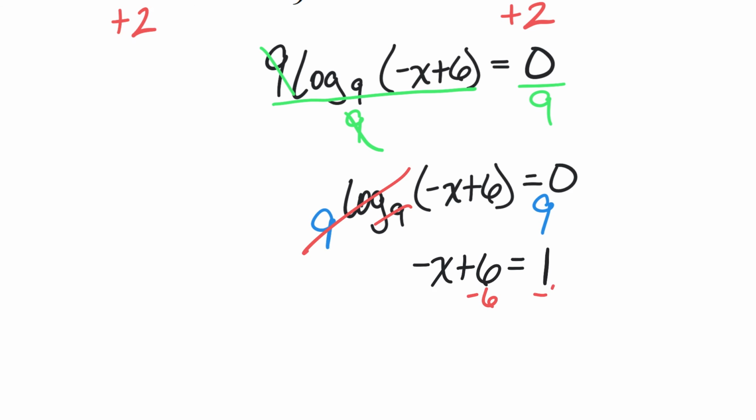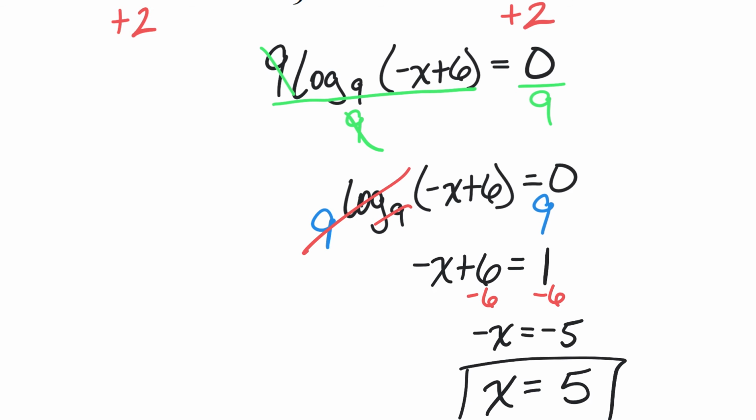So I'm getting close to isolating my x. I subtract 6 from both sides. So negative x equals negative 5. So positive x equals positive 5. And we did keep this number below 6 like we said we were going to from the beginning.